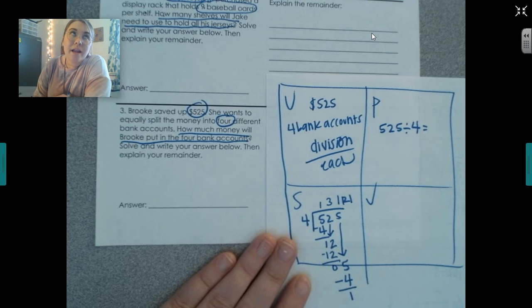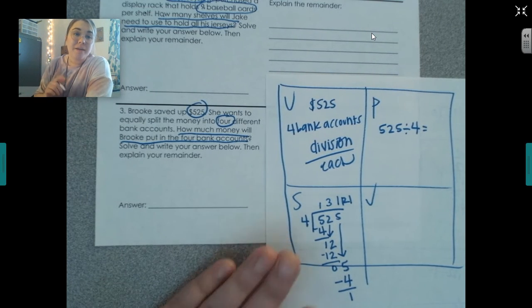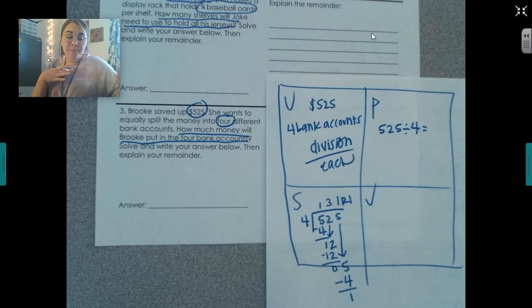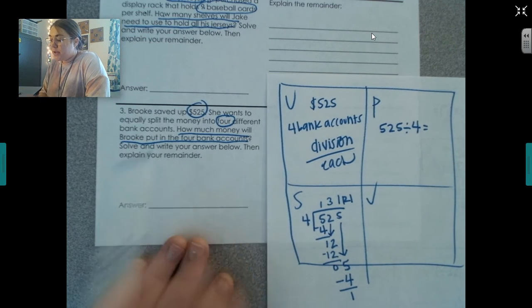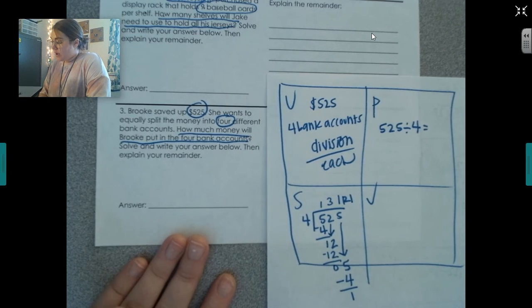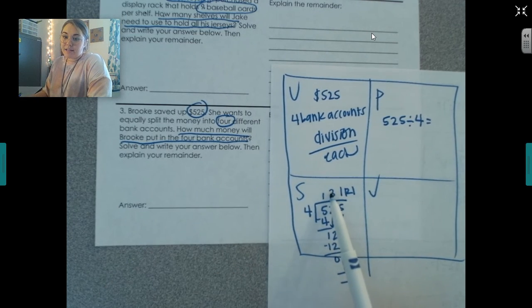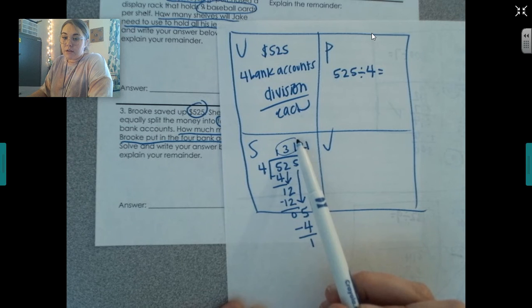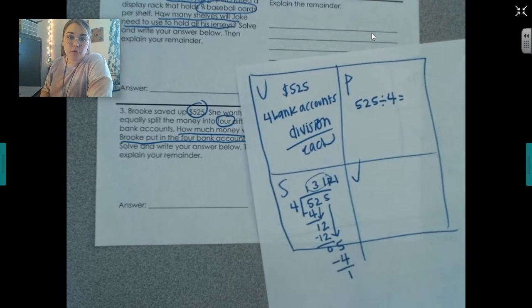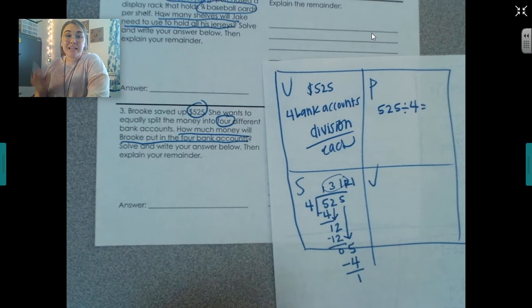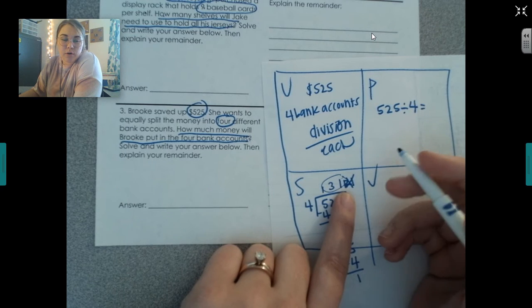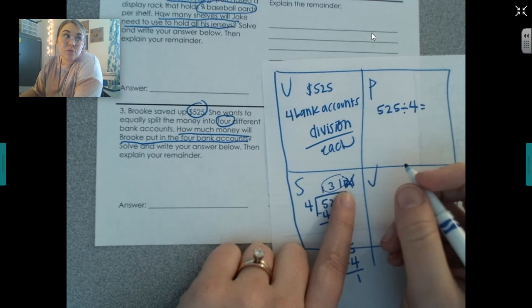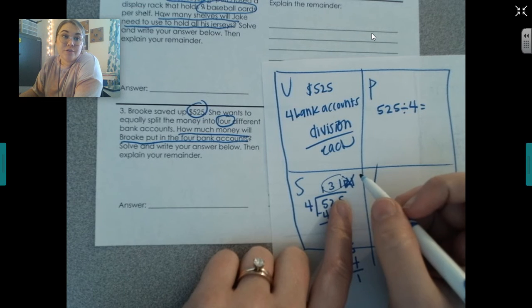But I have to figure out what in the world the question is asking me for. What am I going to do? Am I going to drop the remainder, add the remainder, or am I going to have the remainder be the answer? So how much money is going to be put into the 4 bank accounts? So right now, each bank account has $131. But she's going to have $1 left over. It won't go in there evenly. So is each bank account going to have $1? No. Each bank account is going to have way more than $1. So the remainder is not my answer.